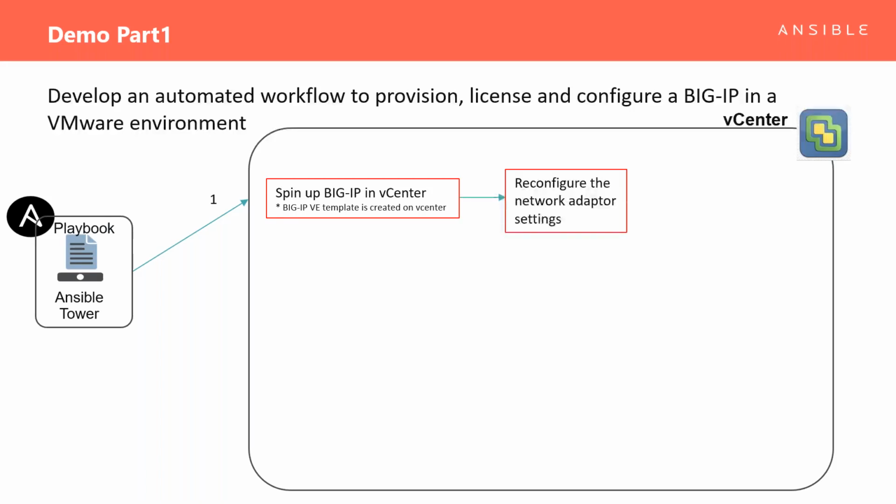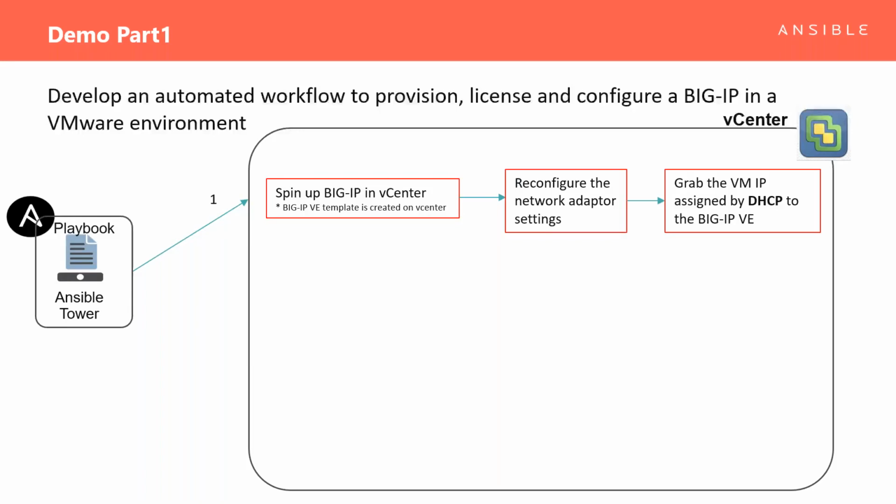Once we have spun it up, we are going to reconfigure the network adapter settings on the VE to change which network we want the management of the BIG-IP to belong to, and which network we want the client as well as the server traffic to belong to. After we reconfigure the network adapter settings, we are going to grab the IP address that gets assigned to the BIG-IP VE. And in this case, we have DHCP enabled, so the BIG-IP is going to get an IP address that's assigned by DHCP.